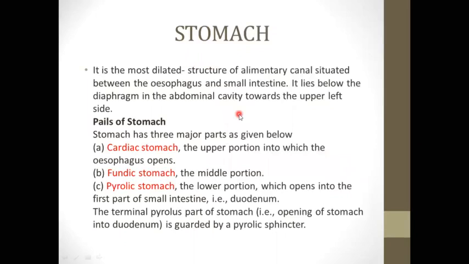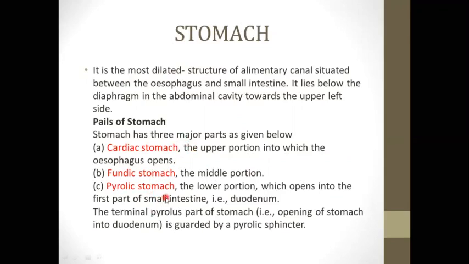Now moving on to the stomach. We saw the mouth, then the pharynx, and now we come to the central part of the alimentary canal. So what is the stomach actually? It is the most dilated structure present between the esophagus and the small intestine, and it is the most central organ of the alimentary canal. We have three major parts: the cardiac stomach, the fundus stomach, and the pyloric stomach.